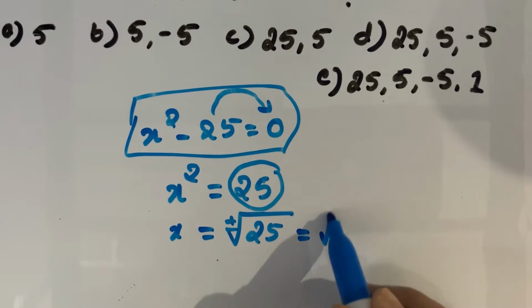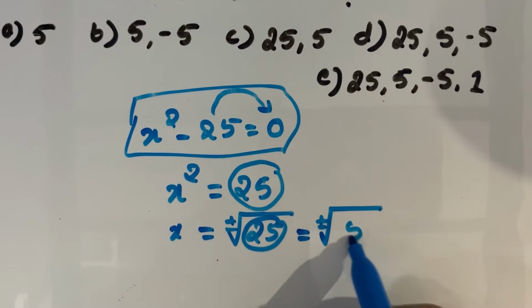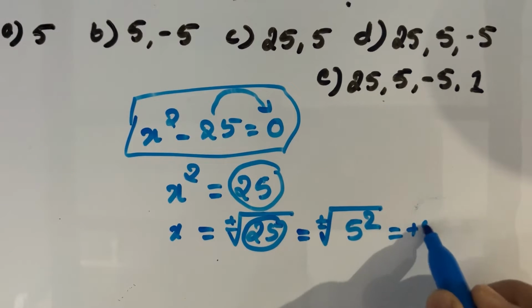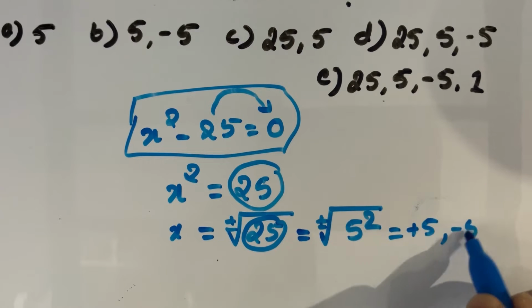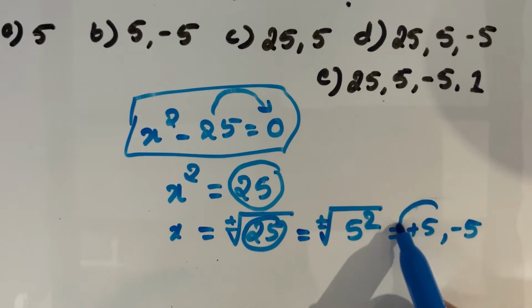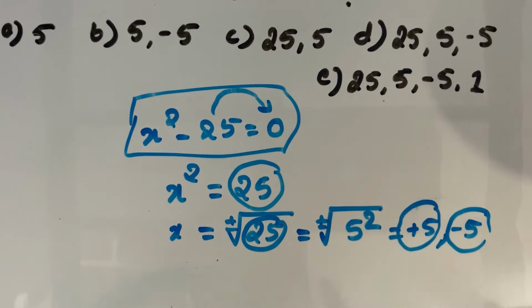Now 25 is 5 square. That means x could be plus 5 or x could be minus 5. Square root is always plus or minus. Square of a positive number is also positive. Square of a negative number is also positive. So either plus 5 or minus 5.